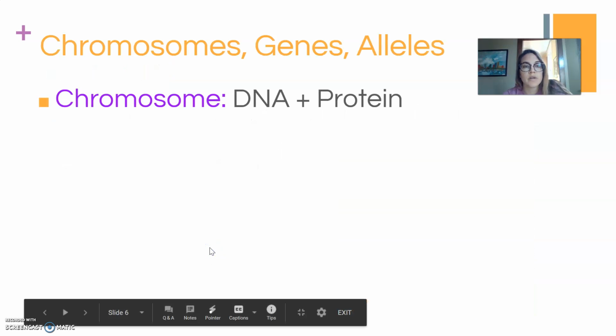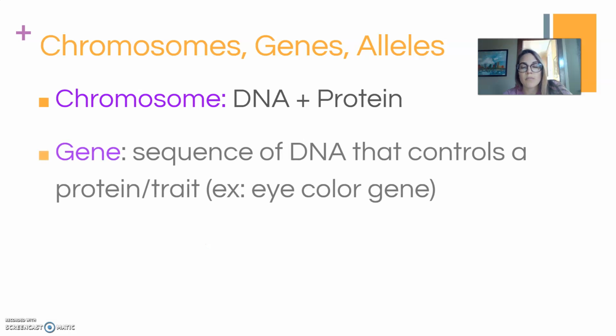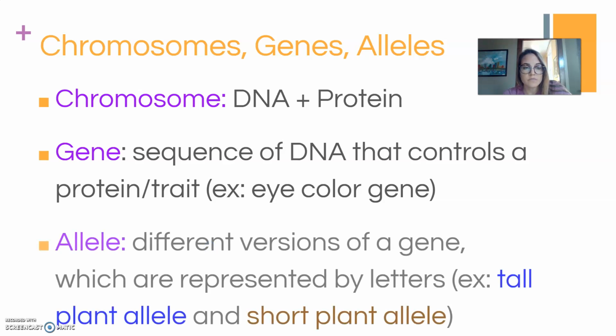A few words that you already know: a chromosome is made up of both DNA and protein, and it has many different genes on it. So a chromosome is made up of thousands of genes, and a gene is a specific sequence of DNA that controls the production of a single protein. And this is what we learned last unit when we were learning about the decoding of DNA.